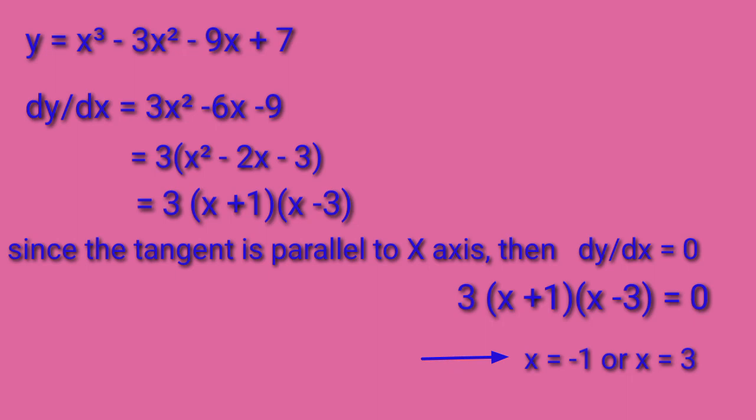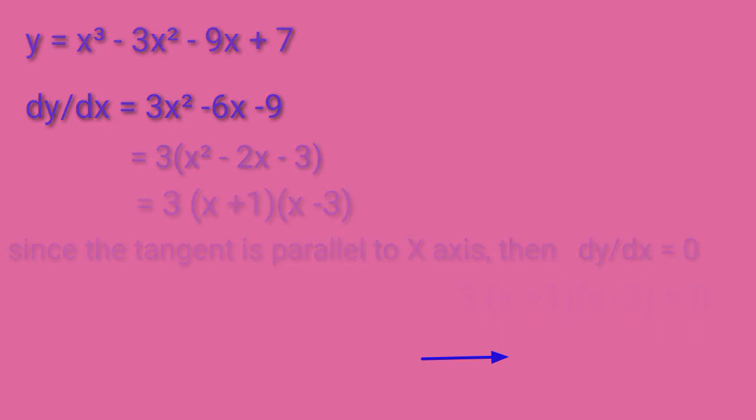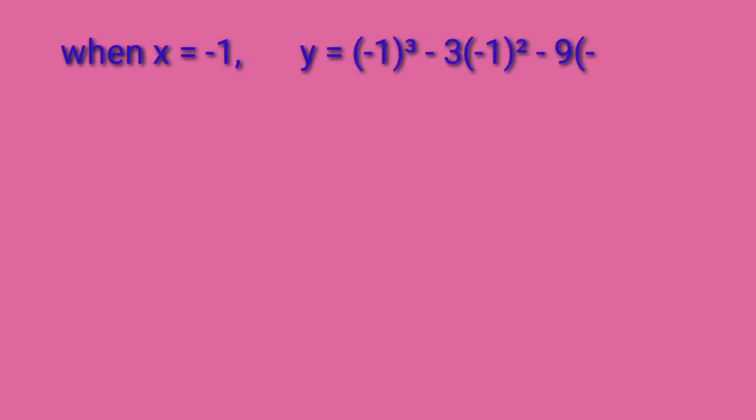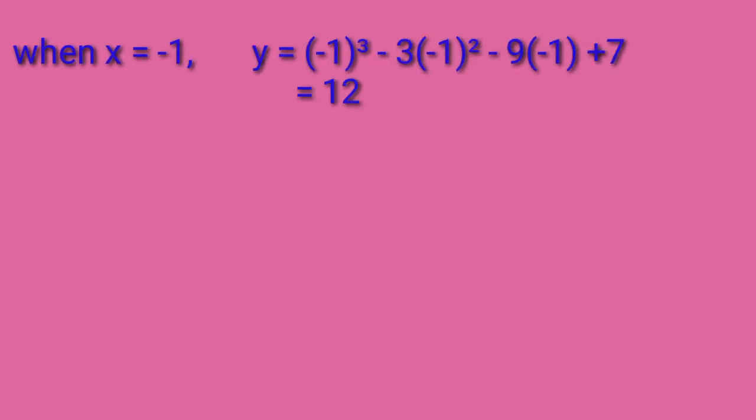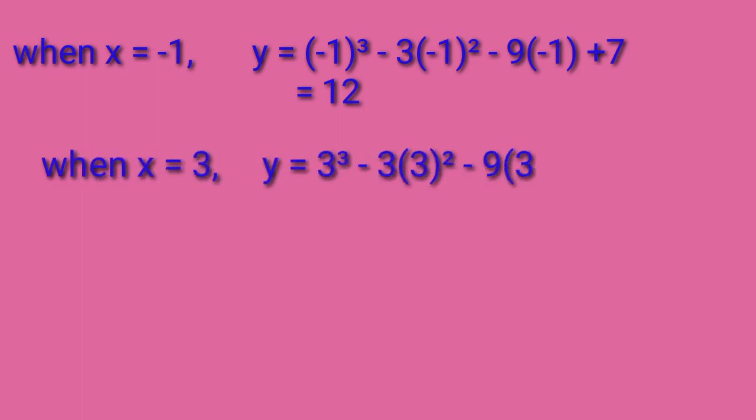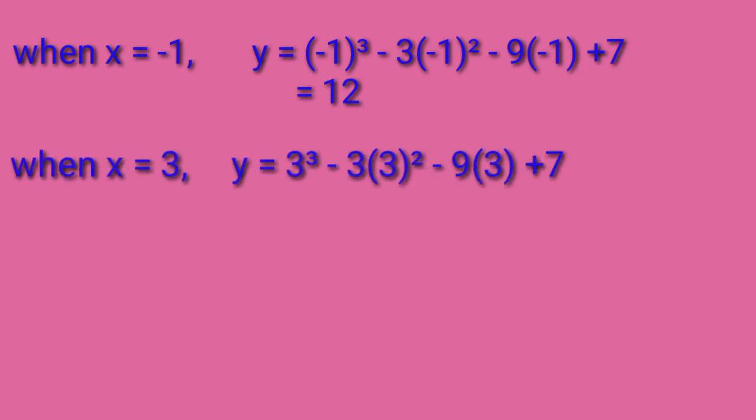Then we have to find out the points there. That means we have to find out the y coordinate value also there. X we got, that is minus 1 and 3. Then we have to find out the y value there. So when x is equal to minus 1, substitute the value of this minus 1 in y. So on solving, we get y is equal to 12. In the same way, put x is equal to 3 in y. We will get y is equal to minus 20. Therefore, the required points are minus 1, 12 and 3, minus 20.